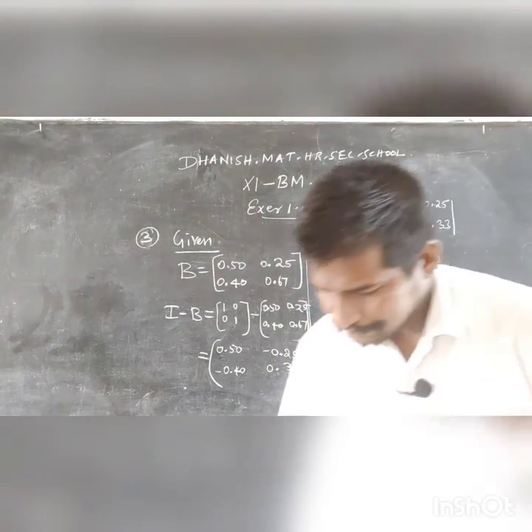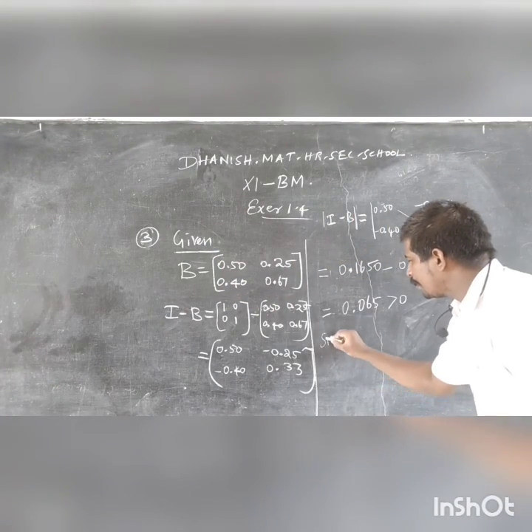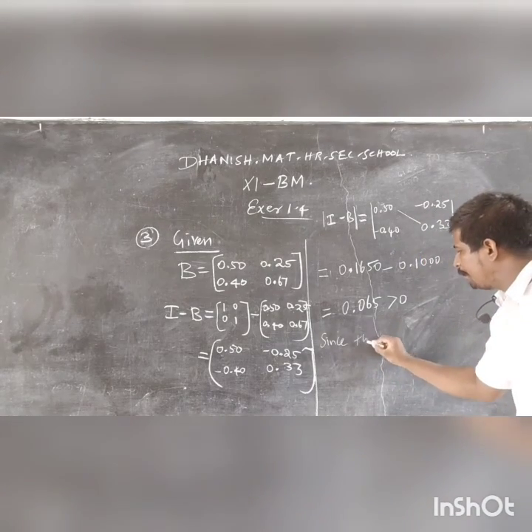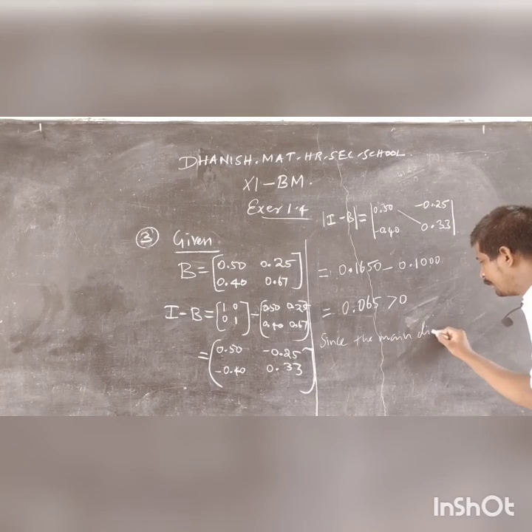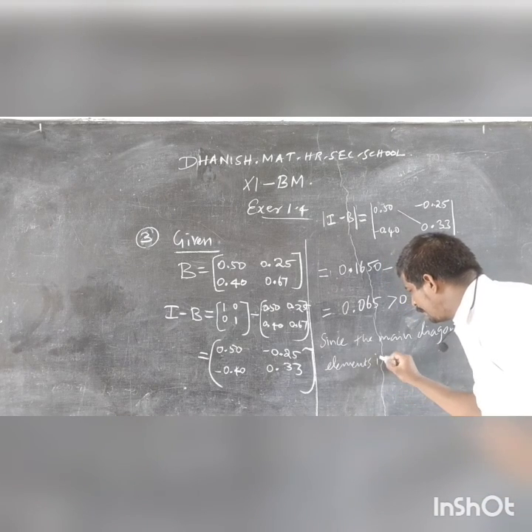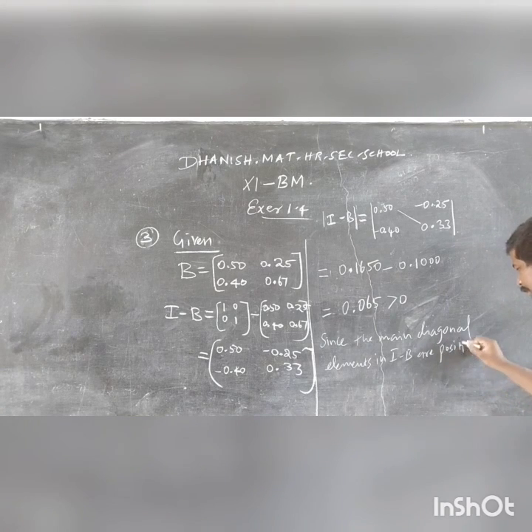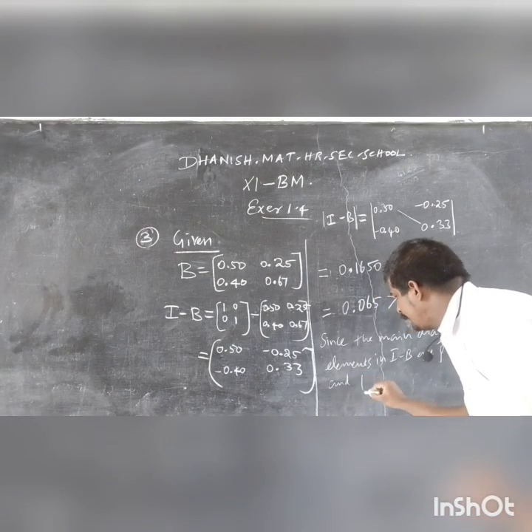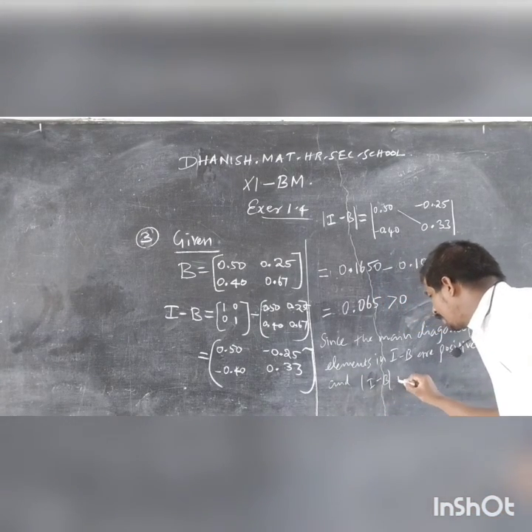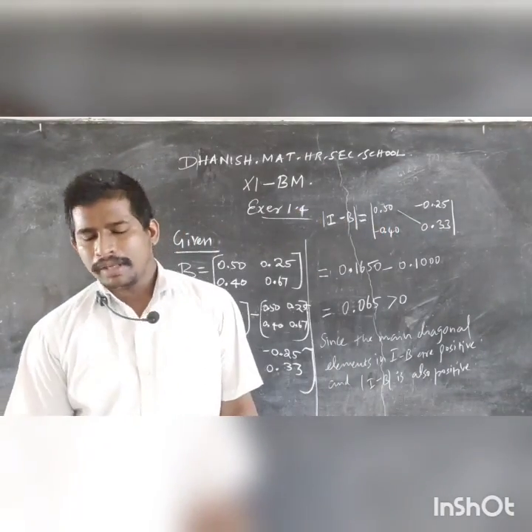Okay, here we can write: since the main diagonal elements in I minus B are positive and determinant I minus B is also positive, therefore the Hawkins-Simon condition is satisfied. So we can conclude that the given system is viable.